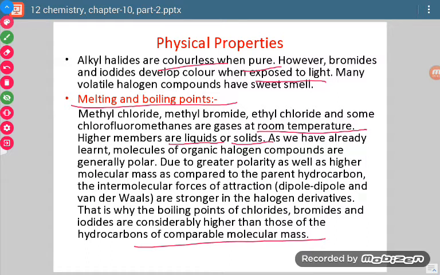Now the question comes like this: if we compare the boiling point values of alkyl halides and alkanes, which will have higher values? Alkyl halides will have higher values because they are polar in nature, and because of polarity there are strong dipole-dipole interactions, and there is no such interaction in case of alkanes. So the boiling points of alkyl halides are higher than that of alkanes.